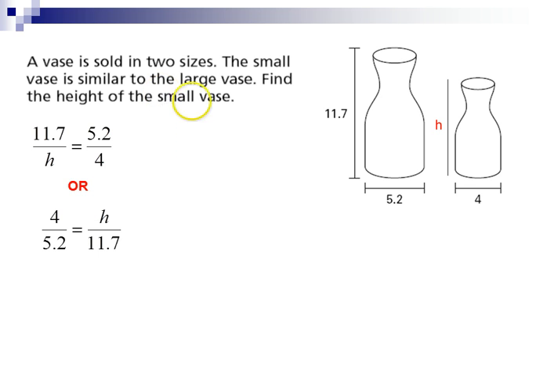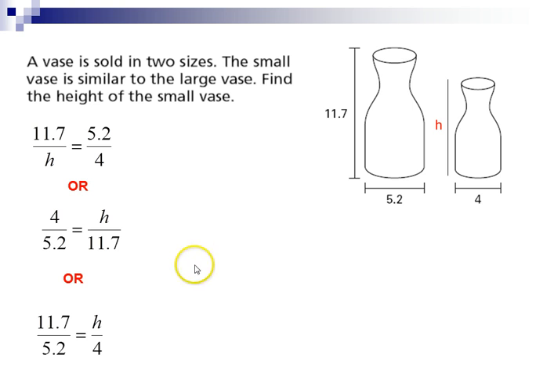Or we could write 4 to 5.2 is the same thing as h to 11.7. The smaller base to the larger base is the same as the smaller height to the larger height. Another proportion that we could write to solve this problem.